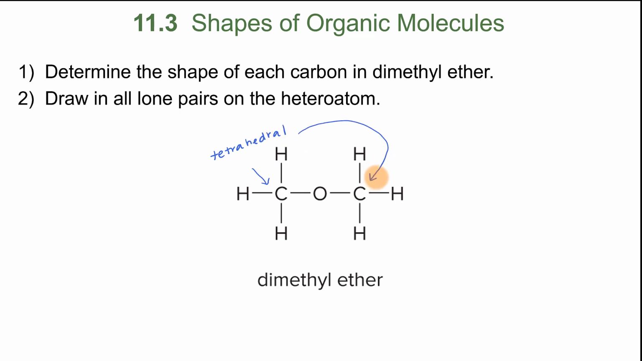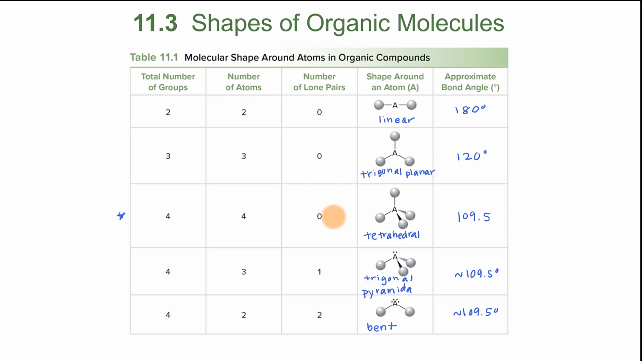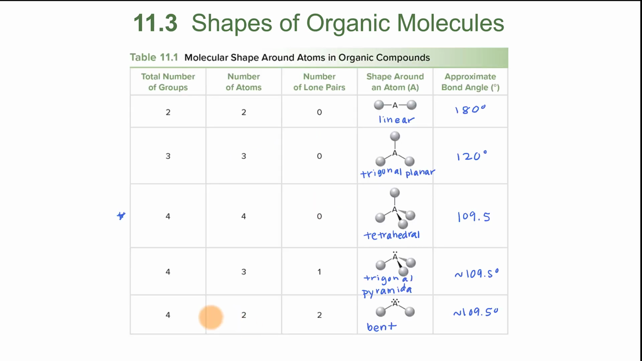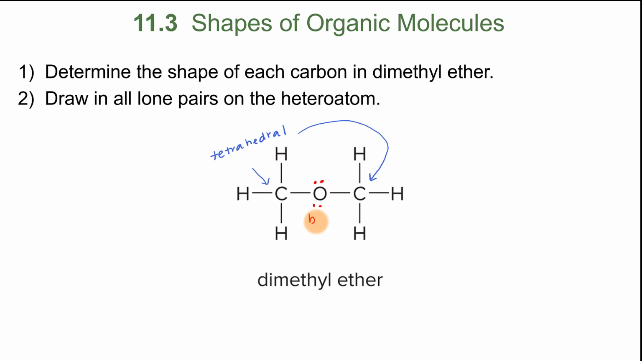So this is referring to table 11.3 that we saw a couple of slides ago. We can scroll back. It had 4 groups and 0 lone pairs. The other structure was oxygen with 2 atoms, and oxygen we know is going to make 2 lone pairs, so I'm going to draw those in. So if we have 4 groups total, 2 atoms it's bonded to and 2 lone pairs, that's bent. So this oxygen is bent. And for our oxygen, we've drawn the lone pairs in already.